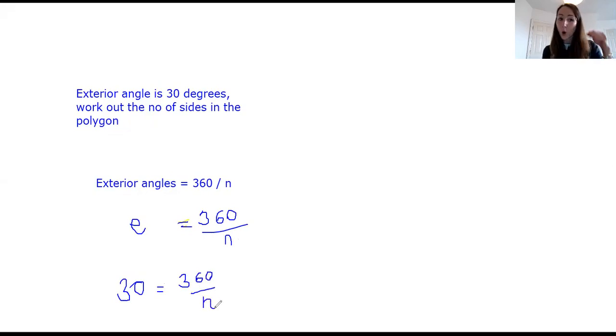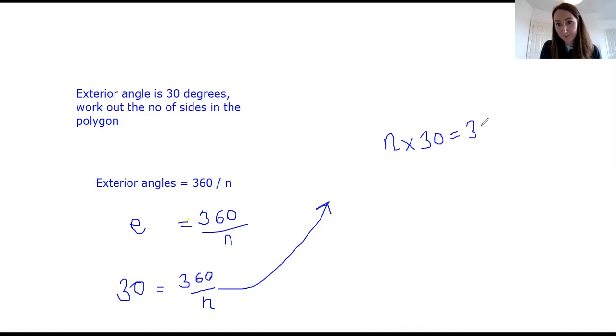Hopefully you're all with me so far. All we've done is substitute our exterior angle in, that's E, into our formula, which is 360 degrees divided by n. So we've got 30 equals 360 divided by n. Now, all we're going to do, we're going to swap that 30 and that n, okay? And the reason I say that, so hopefully you're following so far with me, and if not, then the next 30 seconds, just ignore, but a little bit more detail. We're going to make it n times 30 equals 360.